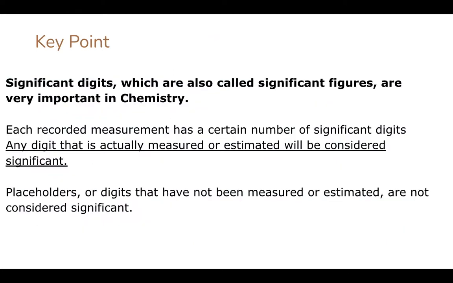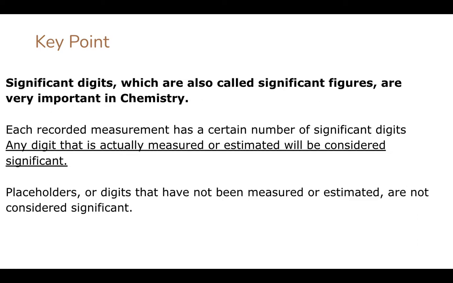So here's the key point. Significant digits, which are also called significant figures, are very important in chemistry. Each recorded measurement has a certain number of significant digits, and any digit that is actually measured or estimated will be considered significant. Placeholders, or digits that have not been measured or estimated, are not considered significant and aren't counted.